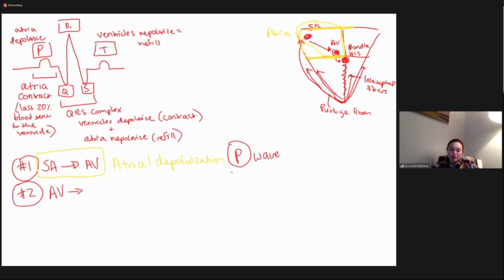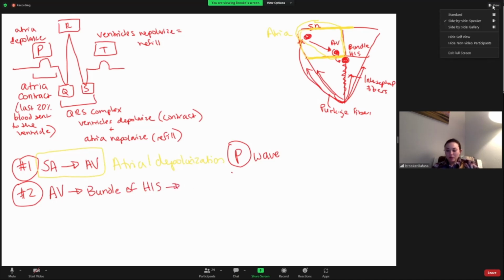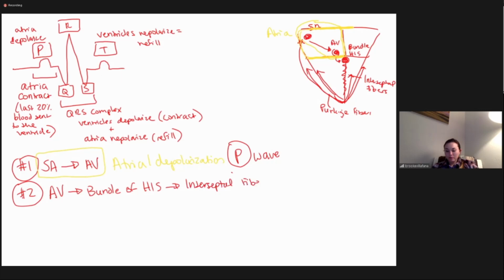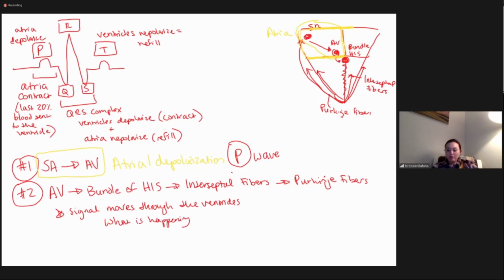We have our AV conducts our signal to the bundle of His, to the interseptal fibers, to the Purkinje fibers, right? Kind of moving through the ventricle. So the signal moves through the ventricles. If the signal is moving through the ventricles, what is it making happen for them? What is happening in the ventricles when the signal is moving through? Is it A, depolarization, or B, repolarization? Which one is happening in the ventricles when the signal moves through?